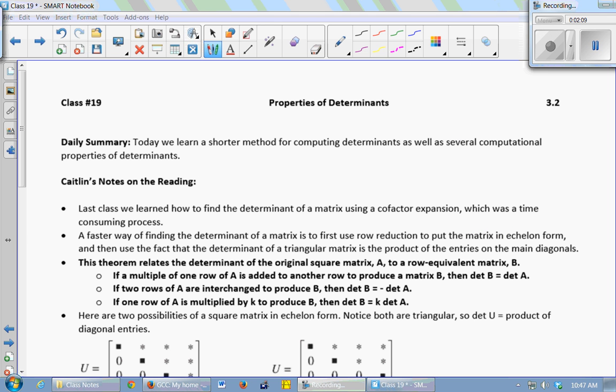Okay, so your take-home quiz is due today, but hold on to it till the end of class because you may have some time to discuss your answers with your classmates after the lesson.